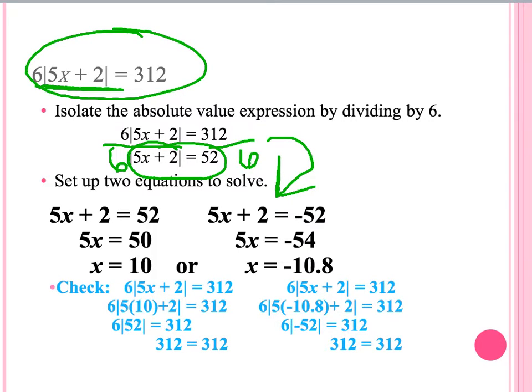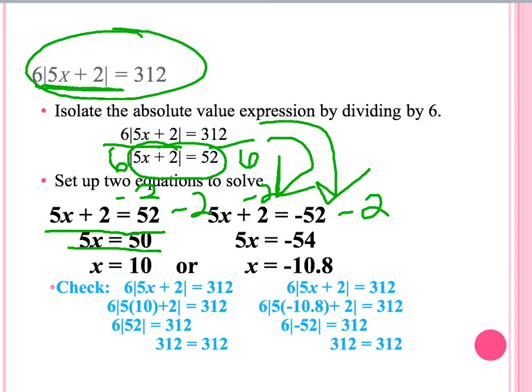So our first equation would be the same and have 5x plus 2 equals 52. Our next equation would drop the absolute value bars and negate the opposite, so we would have a negative 52 in the other equation. We go about solving them the same way, subtracting 2 from both sides in both equations. In the first, we get 5x equals 50. Divide both sides by 5. We will get x equals 10.